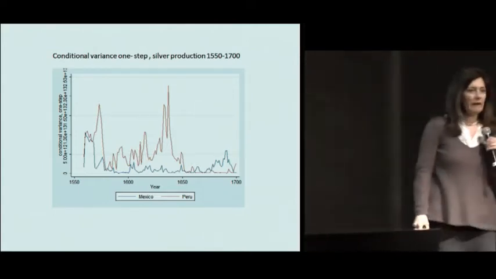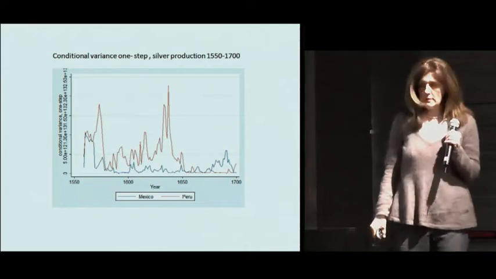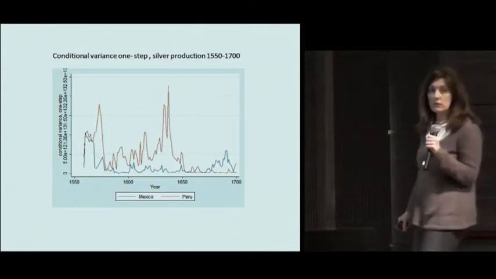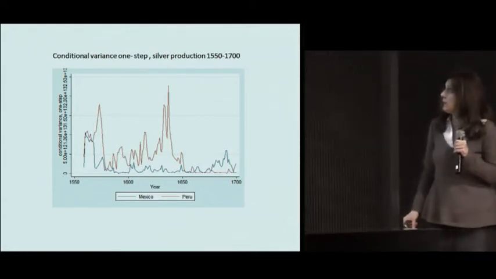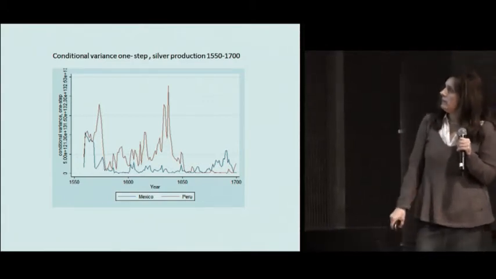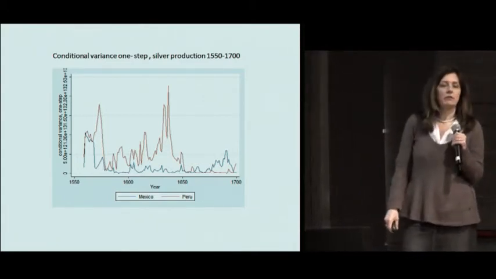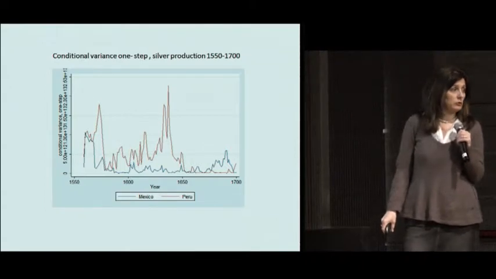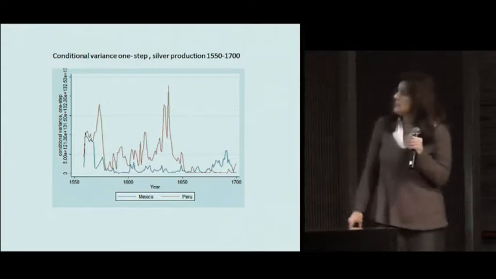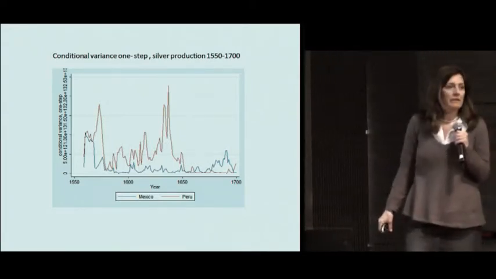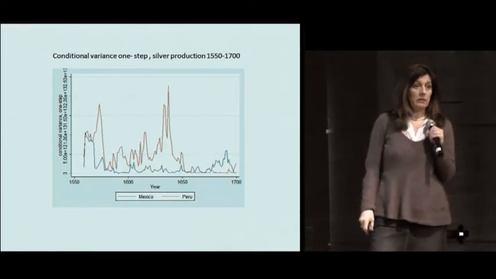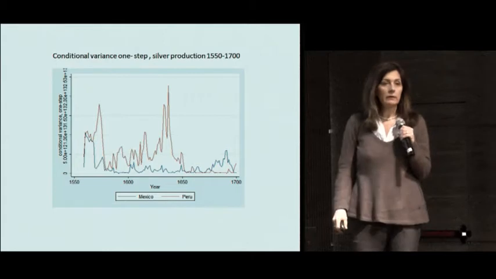This is basically the variance, which is the square of the standard deviation. It's a measure of volatility used in financial economics. The blue line is the conditional variance of the Mexican silver production, and the red line is the one for Peru. We can see that the variance of Peru is much higher than in the case of Mexico, right?